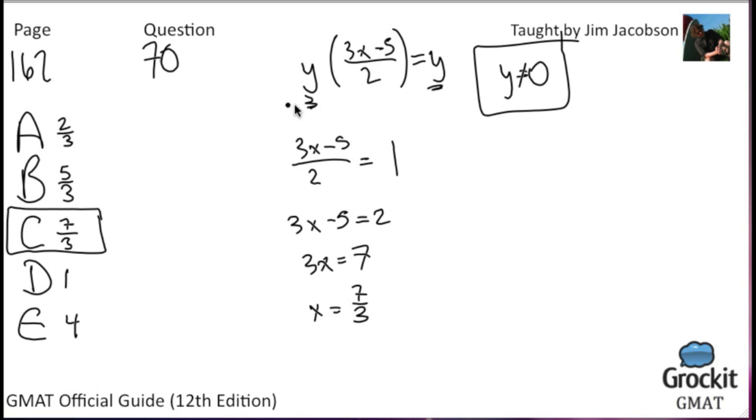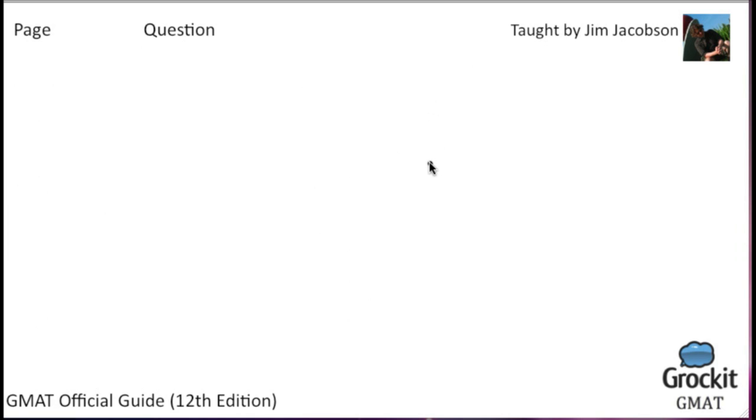I think the trick in this one is just realizing that you can divide by y right away to get rid of the second variable so that you are left with a one variable, one equation problem. Otherwise, this would have been really hard, if not impossible. Anyway, choice C, correct answer. Page 162, number 71.